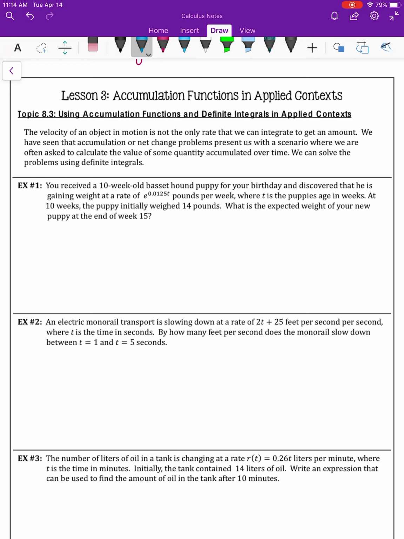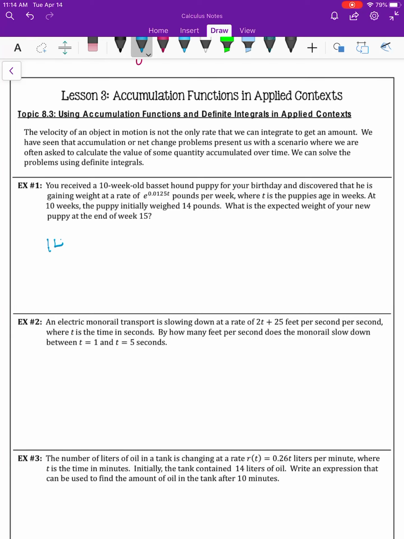Example 1. You received a 10-week-old Basset Hound puppy for your birthday and discovered that he is gaining weight at a rate of e to the 0.0125 t pounds per week, where t is the puppy's age in weeks. At 10 weeks, the puppy initially weighed 14 pounds. What is the expected weight of your new puppy at the end of week 15?